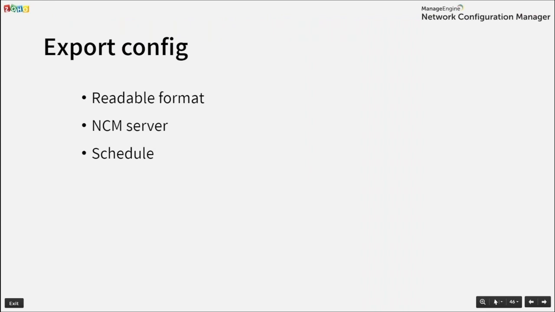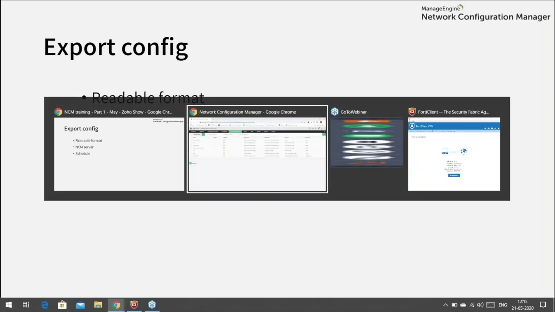So finally, we have the export configuration option. This can be used when NCM is rendered unavailable. You can use the exported configuration file, edit it in your manual consoles like your TELNET or PuTTY, and then upload it to the device. So you can export configurations in a readable format. You can also schedule them to whenever you want the configuration files to be exported. If you want them to happen very regularly, you can do that as well.